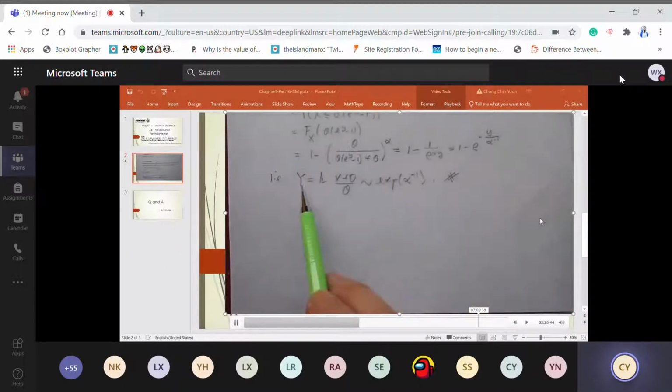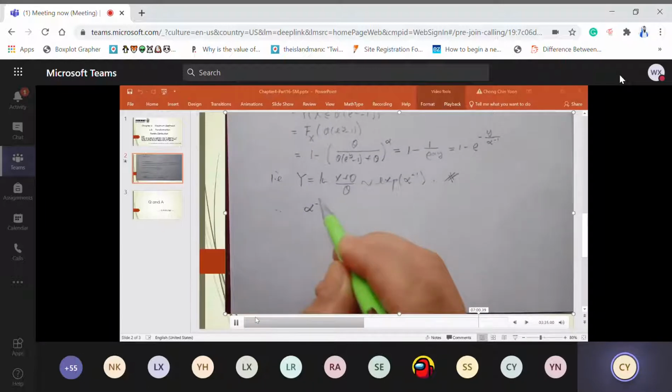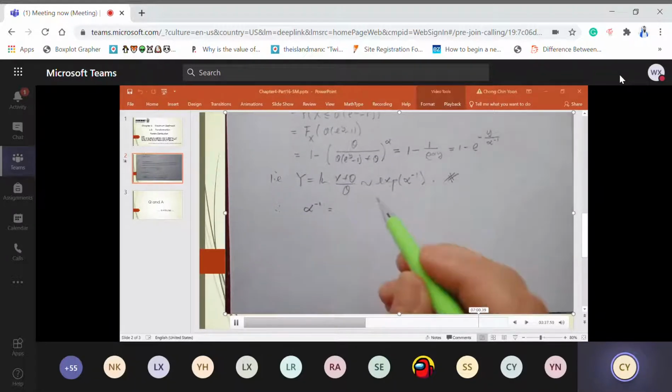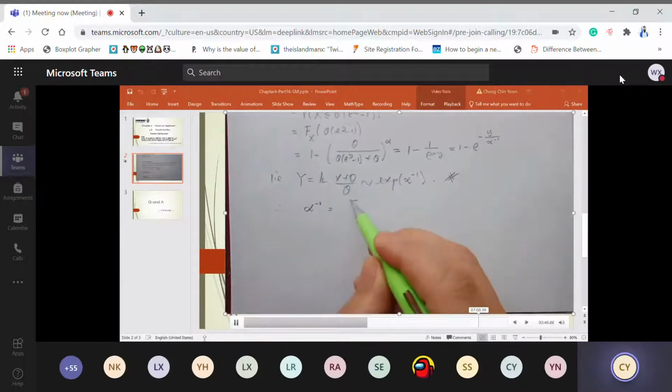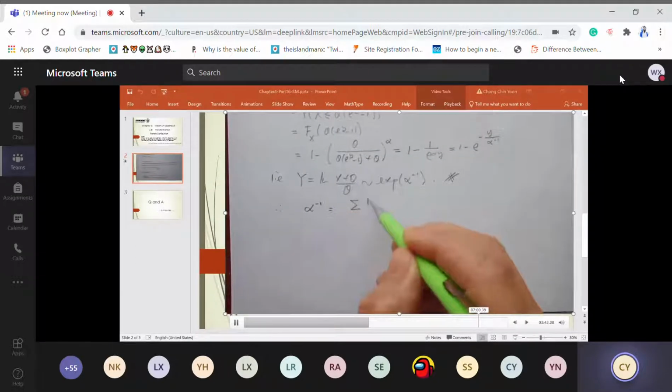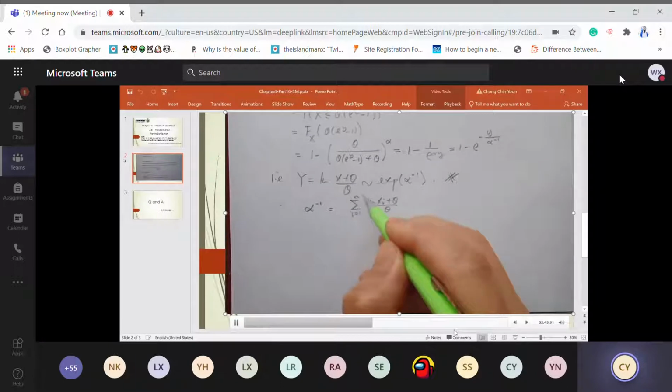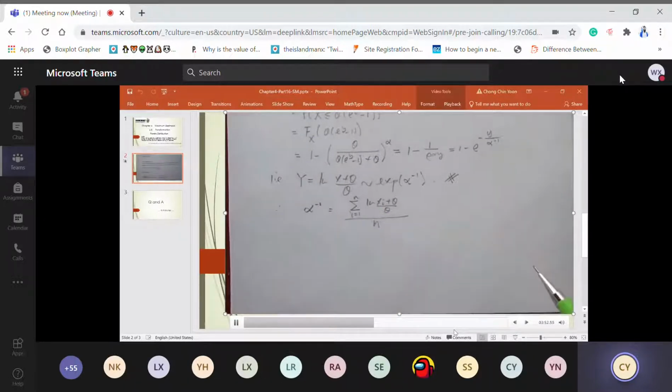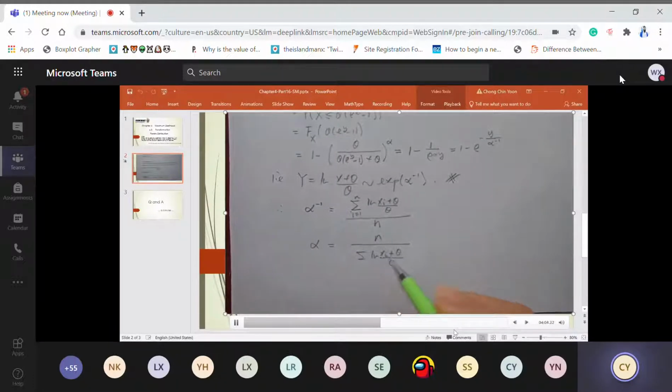So since Y is exponentially distributed with this parameter, therefore this parameter alpha to the power of -1 is equal to the sample mean, that is the summation of log((xi plus theta) divided by theta), when i takes from 1 to n, divided by the sample size n. So in other words, alpha is equal to n divided by the summation of log((xi plus theta) divided by theta), when i takes from 1 to n.